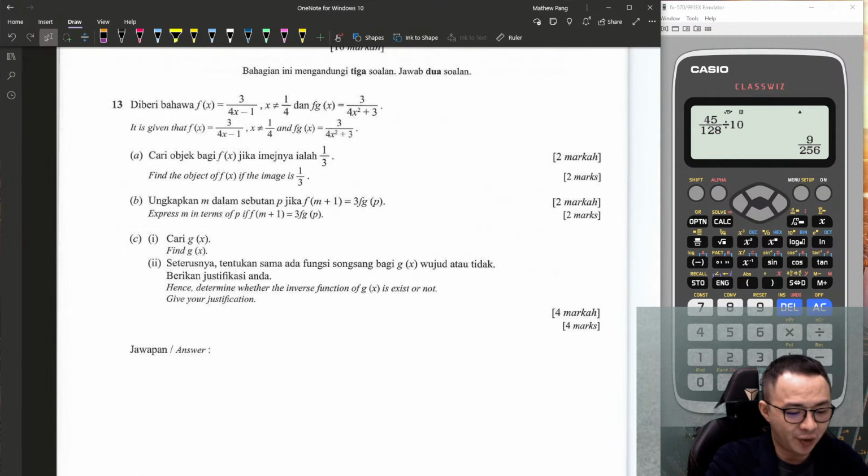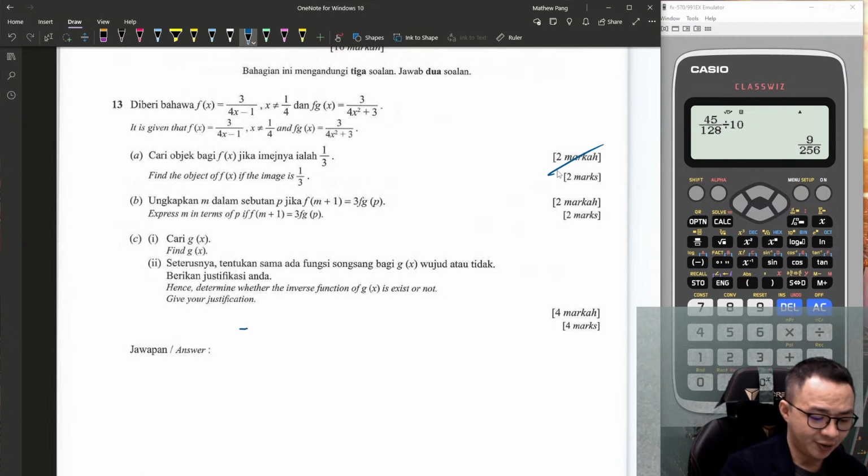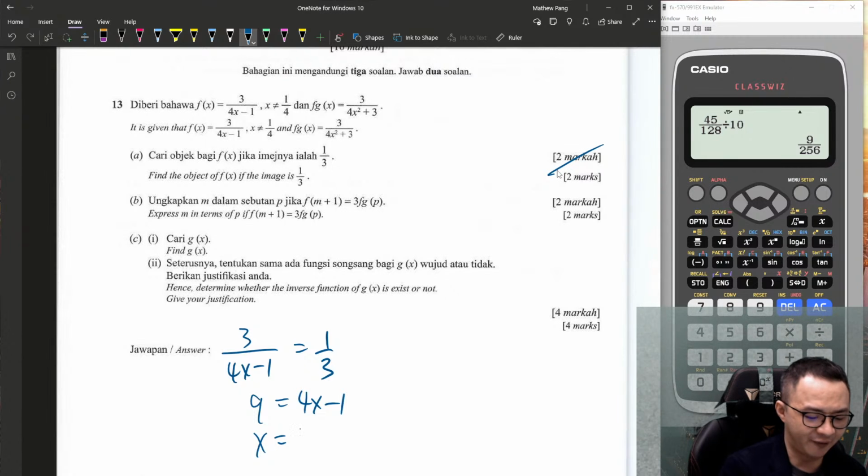Okay, so this is function. The first 2 mark question is the bonus mark. Basically just make fx equals to 1 over 3. So 3 over 4x minus 1 equals to 1 over 3. Yeah, just solve it. 9 equals to 4x minus 1. So x equals to 10 over 4, right? 5 over 2.